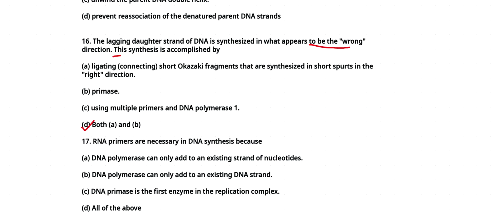Okazaki fragments are short pieces of synthesized DNA. The production of each of these fragments is dependent on the beginning RNA primer. The small fragments are ultimately ligated, that is connected together, to form the lagging strand.